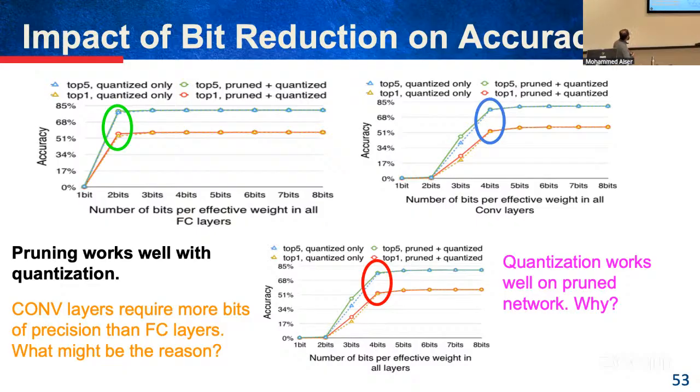So here, pruning works well with quantization. Because if you do pruning, you are reducing the number of weights, and quantization means you are reducing the number of bits. So if you apply both, we have a question later.